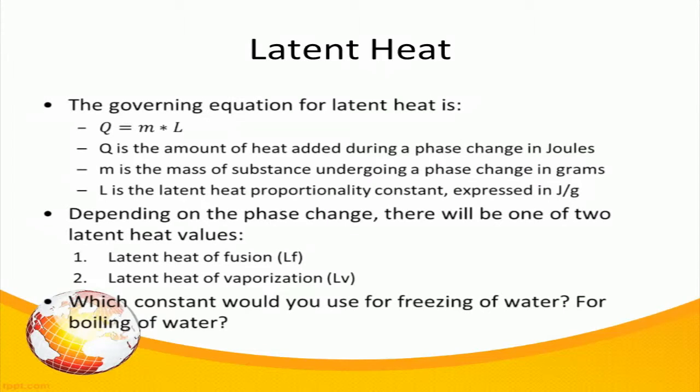The equation for latent heat is simply Q equals M times L, where Q and M are defined as previously for heat capacity, and L is the latent heat proportionality constant expressed in joules per gram.